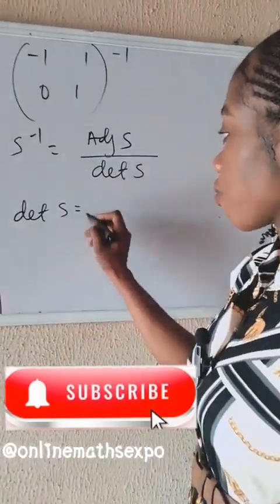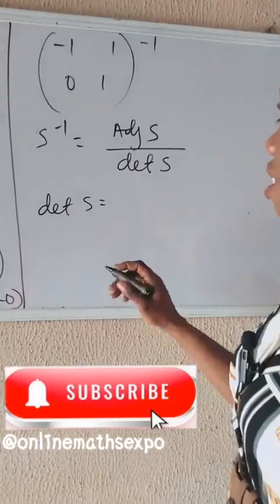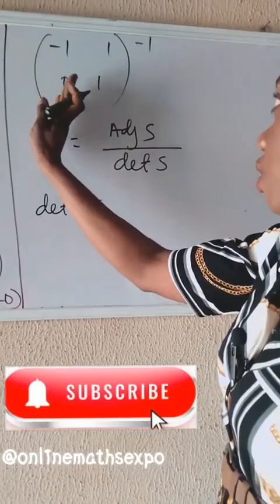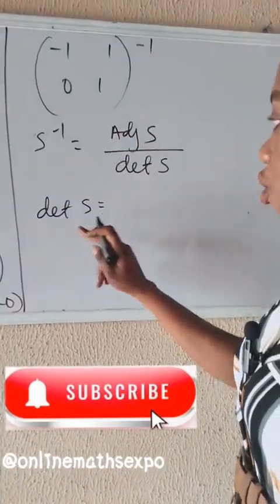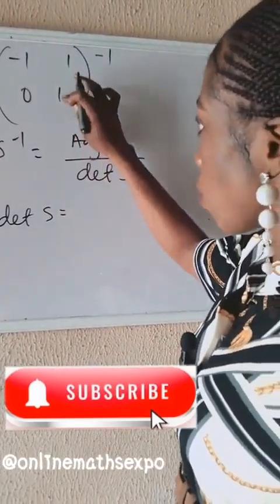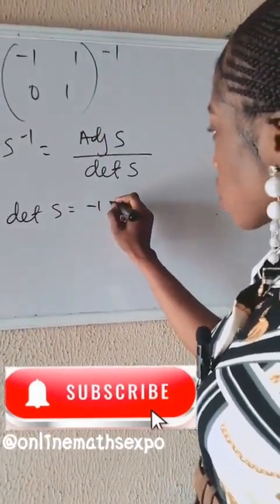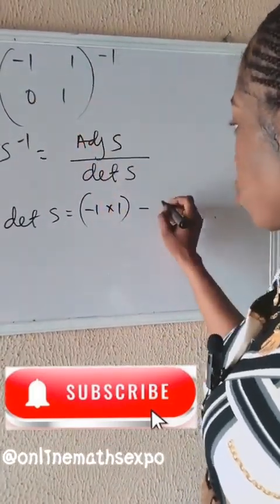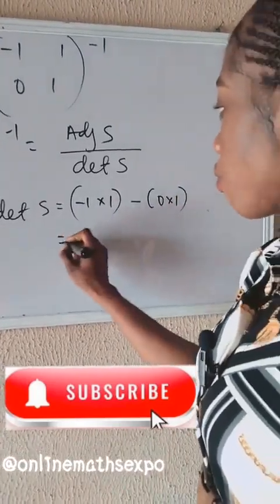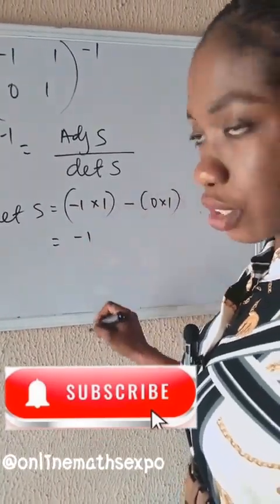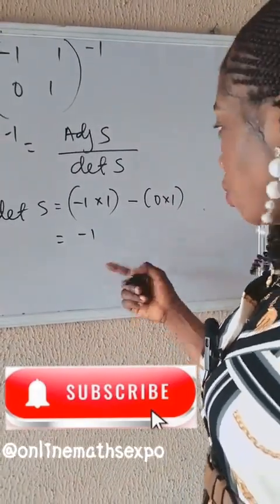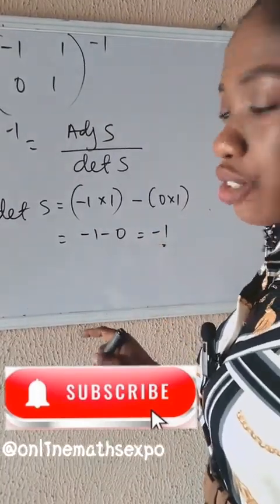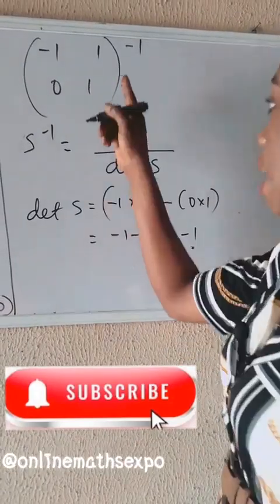So let's get the determinant of S. Remember, for the determinant of a 2 by 2 matrix, you multiply the leading diagonal, then subtract the product of the other diagonal from it. So for the determinant of this matrix, it will be 1 times minus 1, which is minus 1, then minus 0 times 1. I hope you are following. 0 times 1 is 0. So minus 1 minus 0 will give us minus 1. So the determinant of this matrix is minus 1.